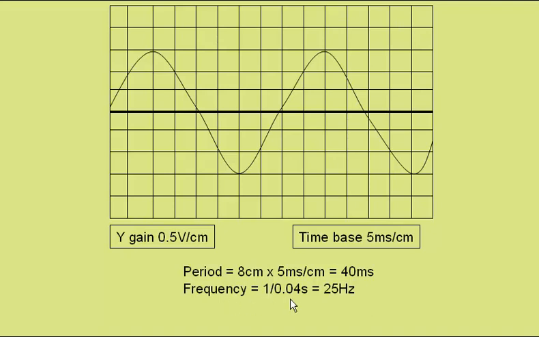Frequency is given by 1 over time period, which is 1 over 40 milliseconds or 0.04 seconds, giving a frequency of this sound of 25 Hz. This is a very low note.